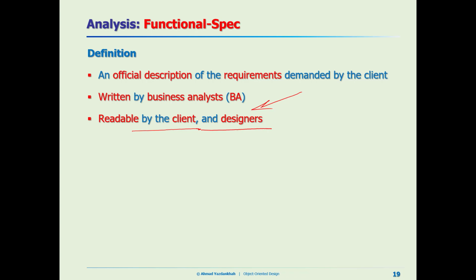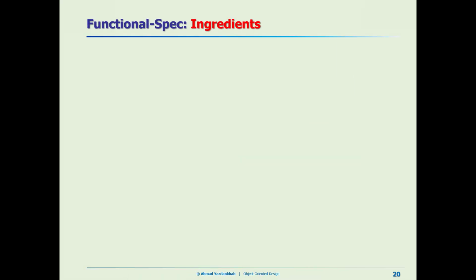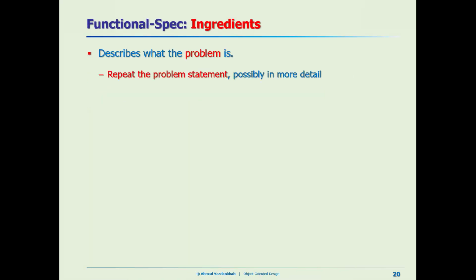Now the question is, what are the ingredients of this functional spec? First of all, it describes the problem. All right. You could just repeat the problem statement that you got from the client, but this is not a good idea in a real project. So you need to clarify the problem statement, and probably add more details about the problem.